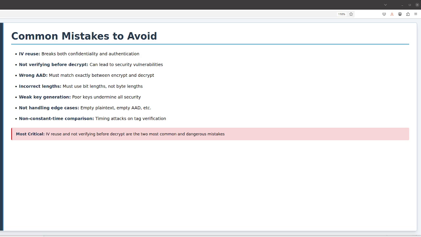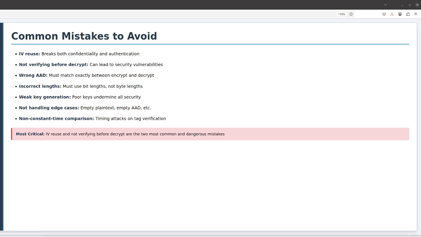The 6th mistake is not handling edge cases. What happens if the plaintext is empty? What if AAD is empty? What if both are empty? A correct GCM implementation handles all these cases. Make sure your code is tested with various input sizes, including zero-length inputs.